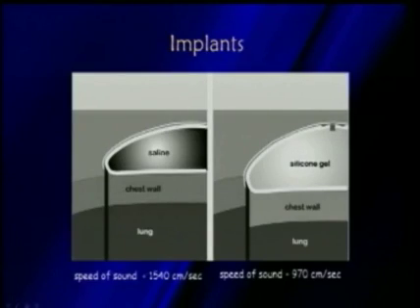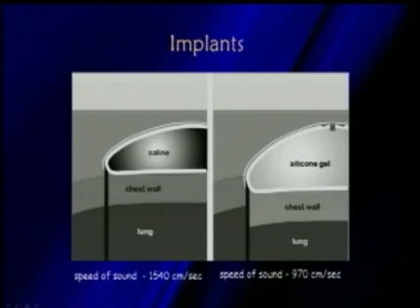Now we've talked enough about ducts, we're going to go ahead and move into talking about implants. A lot of people feel that implants should only be evaluated with MRI, and MRI is the best exam for evaluating patients with implants, but ultrasound can actually do a fairly decent job also if you know exactly what to look for in these patients.